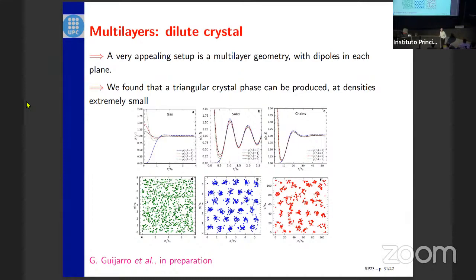It means that the atoms in the multilayers are so attractive that they are frozen in a kind of line, and these lines form a triangular lattice. So in fact, they are crystals, but extremely dilute crystals, again. So we have another realization of crystals of droplets, but in that case, they will be crystals of arrays of dipolar atoms. That's interesting. And we are now writing this paper, where we have evolutions from a gas to a crystal.